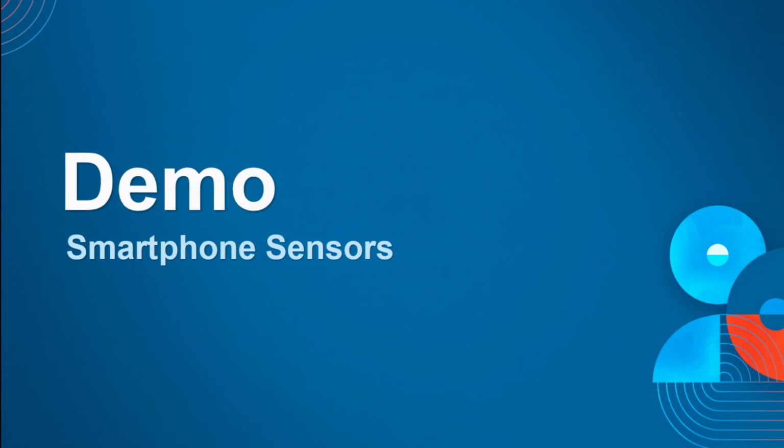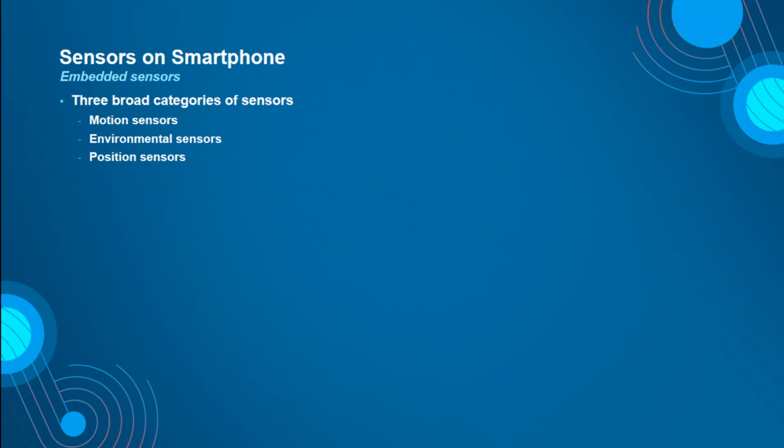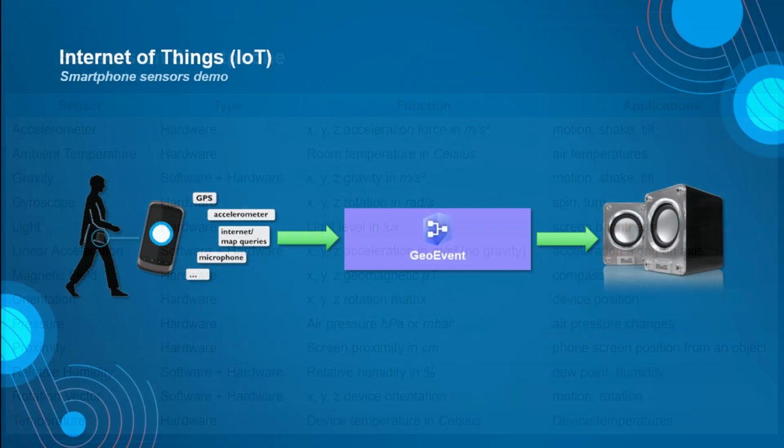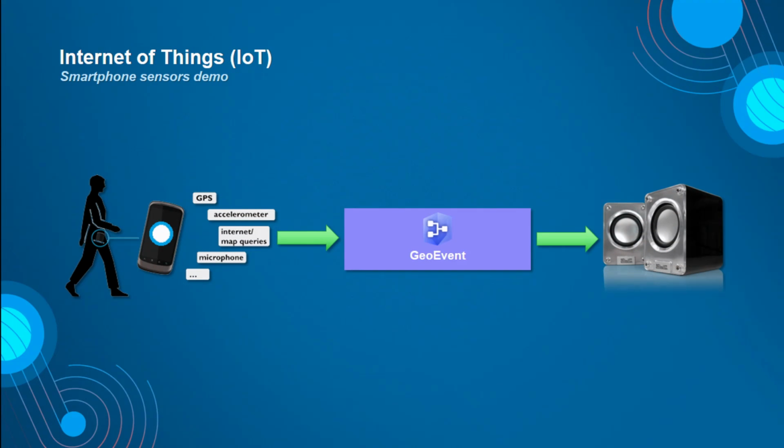So I'm going to show the first demo. There are sensors on smartphones. On a smartphone, we are pretty much a walking sensor. We have a bunch of sensors on a smartphone. I have a small Android application here that uses the accelerometer. If I move too quickly, it's going to send information over the internet to the back-end GeoEvent server.